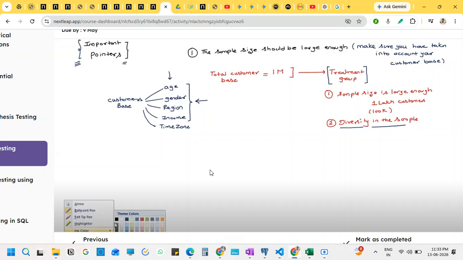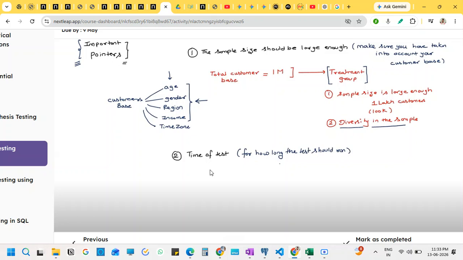The second one is the time frame, or the time of the test, which basically means for how long I should run the test. Again, this depends on the business. So what business are you dealing with?